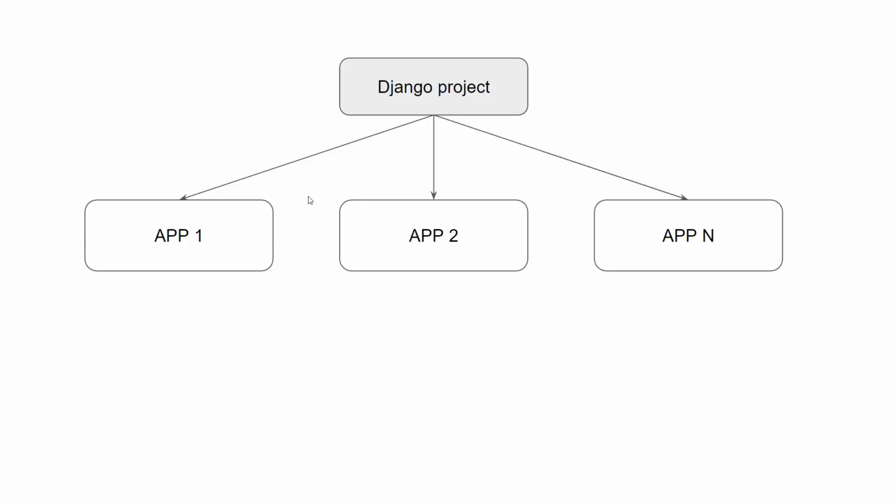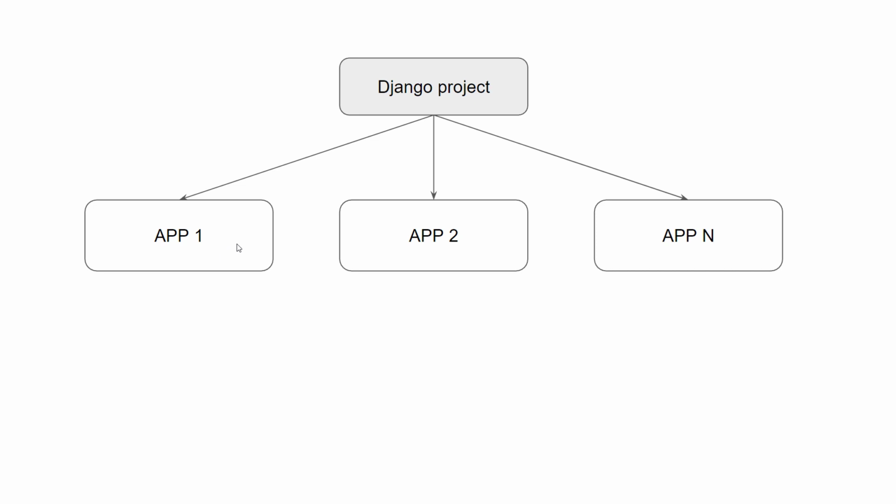In Django, a project is a Django installation with some settings in it, while an application is a group of modules, views, templates, and URLs. For now, don't worry about modules, views, templates, and URLs. For now, just understand that a Django project may consist of one or more applications.